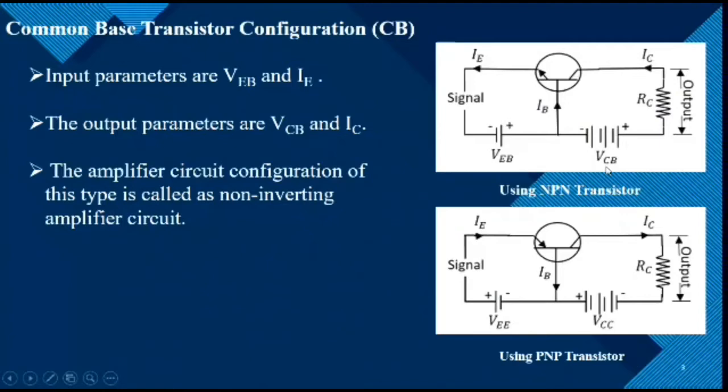In the CB configuration, the input current is the emitter current IE and the output current is the collector current IC. The current gain is generally equal to or less than unity for this type of configuration. The input and output signals are in phase in this configuration. So, the amplifier circuit configuration of this type is called non-inverting amplifier circuit.